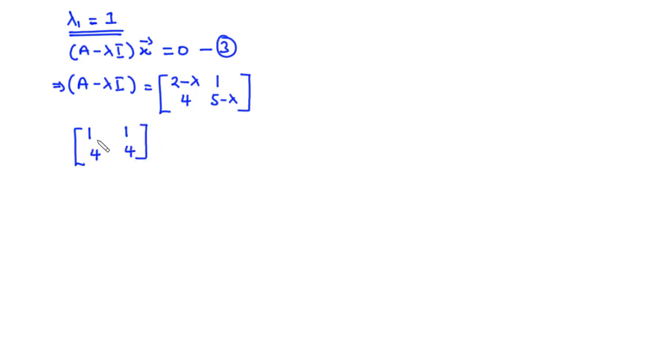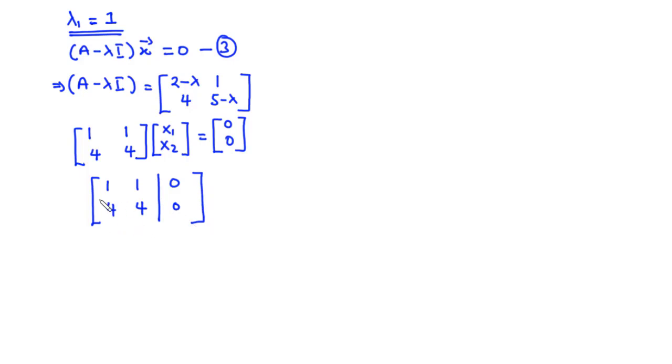So we have the matrix 1 1 4 4 times the non-zero vector x1 x2 equals the zero vector 0 0. Now at this point, we are going to transform this system of equations into an augmented matrix. So we are going to have 1 1 0 4 4 0.